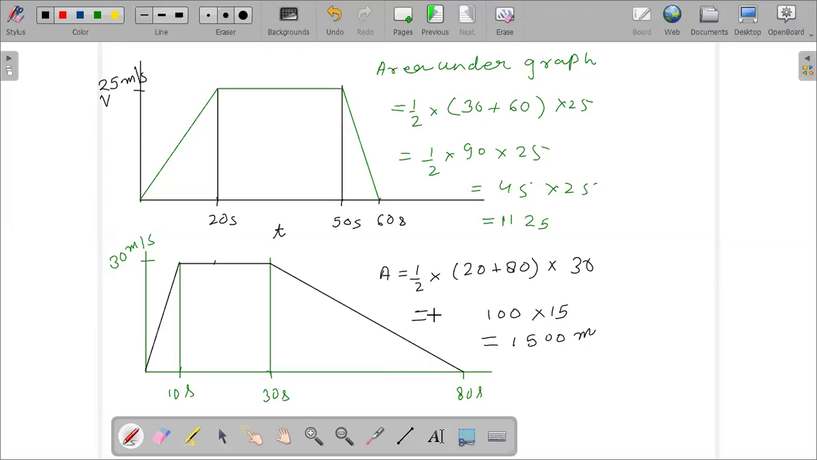So I hope everyone has understood this question. If you find out the acceleration for the first case, you get the acceleration as 30 over 10, that is 3 meter per second square. So here, yes, sir, I understood.